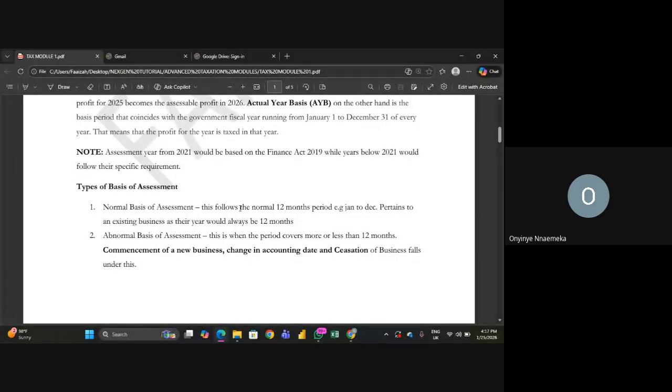So whenever you have a year of assessment, we call it YOA, or assessment year, of course, that is from 2021 upward. We're talking about 2021, 2022. Please note the word assessment year, not accounting year, please. Assessment year from 2021 upward will follow Finance Act 2019. But when we have 2020, 2019, 2018 assessment year, we are going to be using the law that we had before the Finance Act 2019. That's just what this note is trying to bring to our notice.